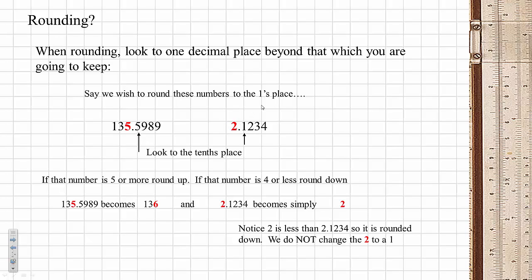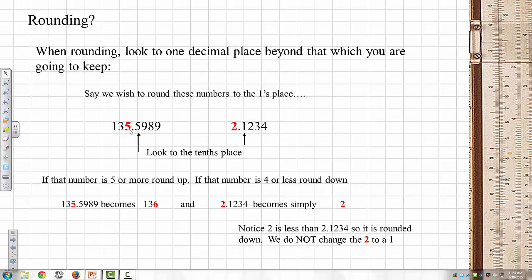We're rounding to the ones place, so we look one decimal place to the right, one decimal place beyond, what we'd call one more degree of precision. If this number is 5 or more, we round up. If we're rounding to the ones place, we look to one decimal place to the right. If this number is 5 or more, we round up. So, 5 or more, round up.